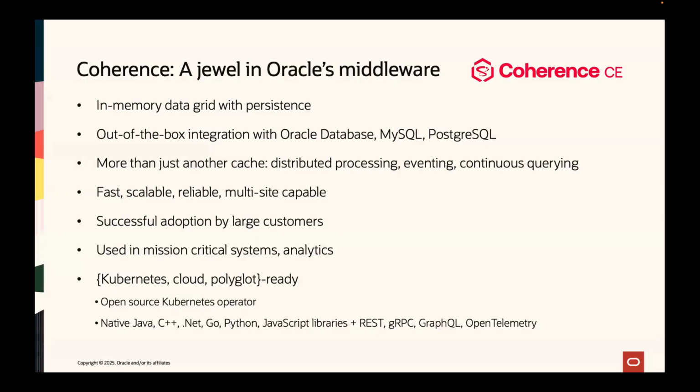Coherence can integrate with clients from Java, C++, .NET, Go, Python, and JavaScript, and many more. With the REST API, gRPC, there's also a GraphQL ability that you can use with both Helidon and Coherence, and it offers the observability with OpenTelemetry.